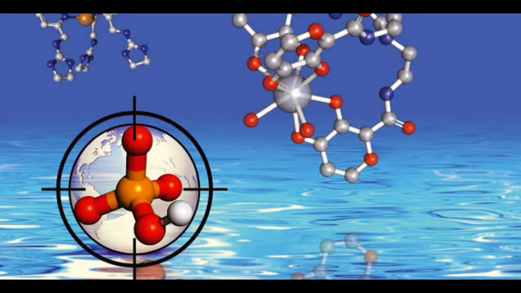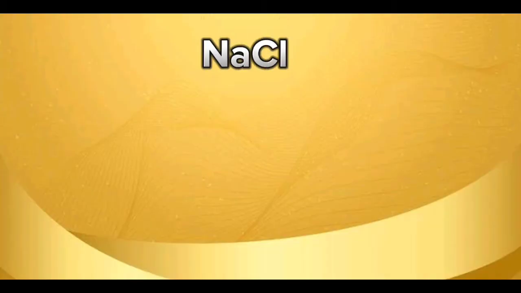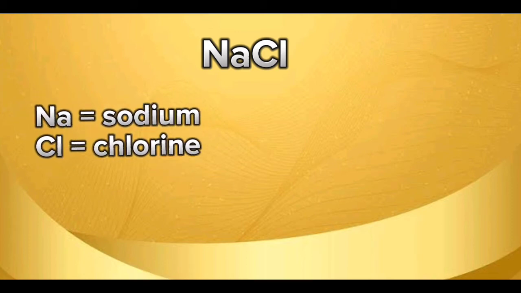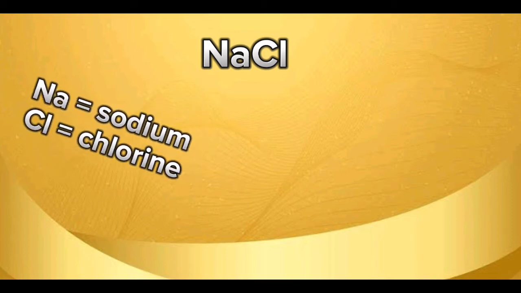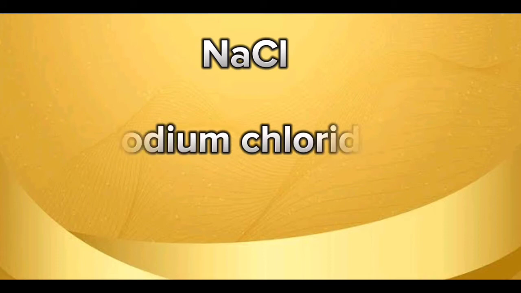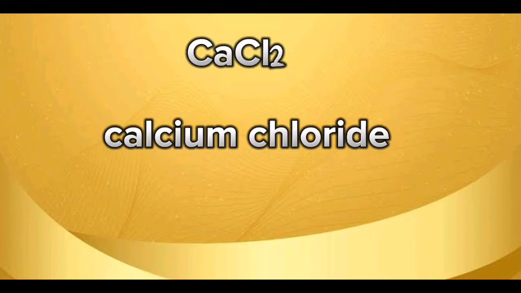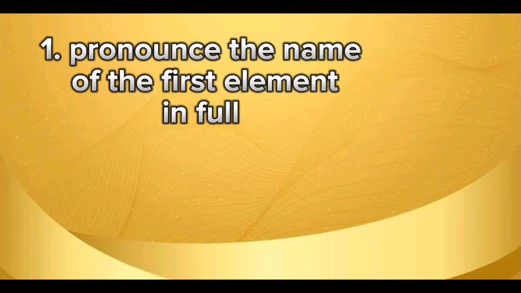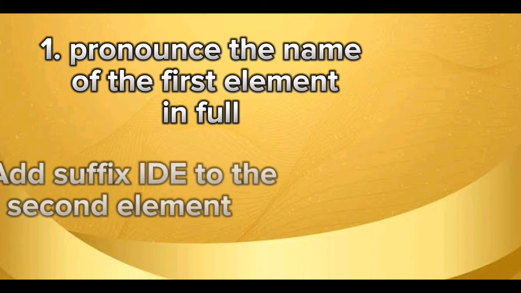Now if you have other elements apart from oxygen combining, like chlorine, you have NaCl. This is sodium, and since chlorine is the last element, we're going to add the IDE rule to it. It's going to be sodium chloride. This is calcium chloride. This is aluminium chloride. As you can see, it is basically very simple. All I need to do is to pronounce the name of the first element in full and then shorten the name of the second element by adding IDE.